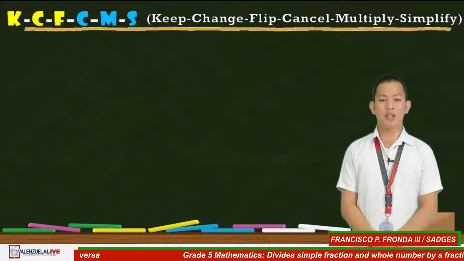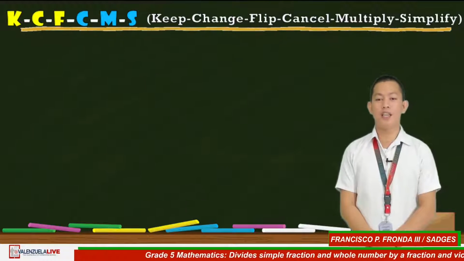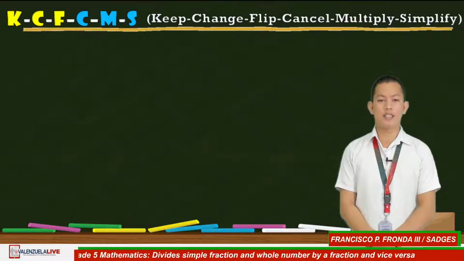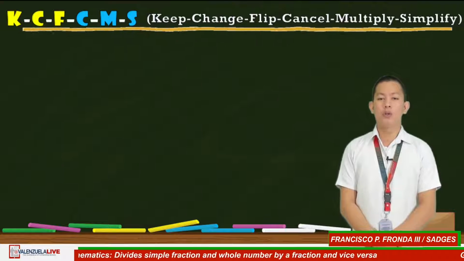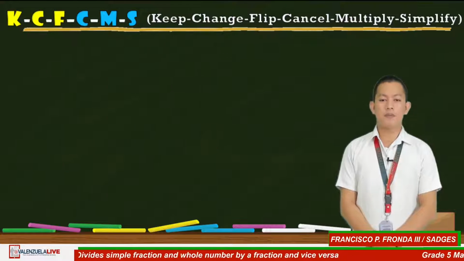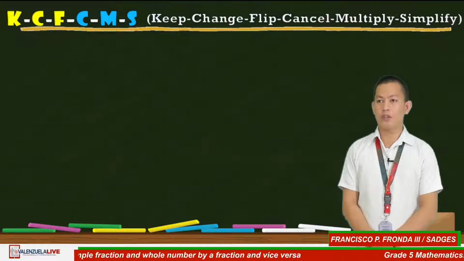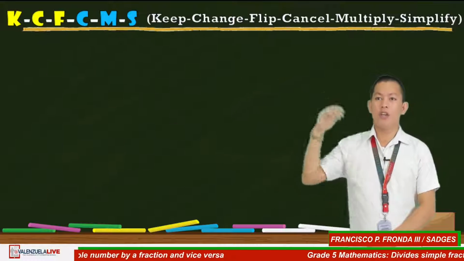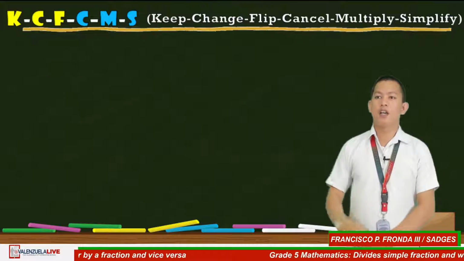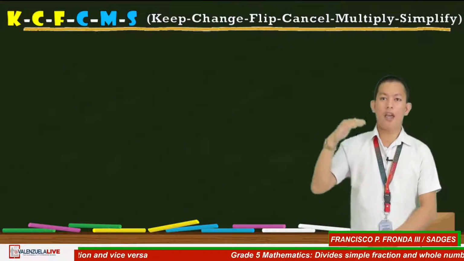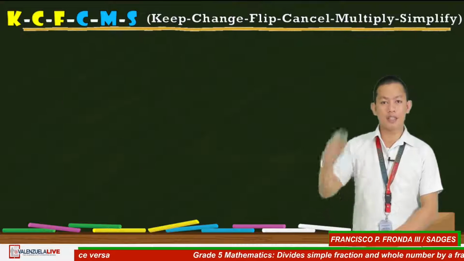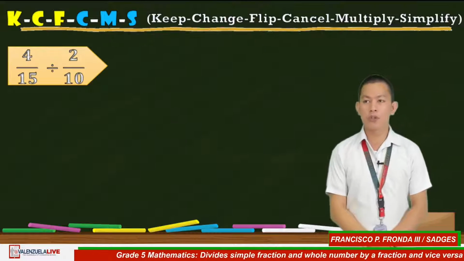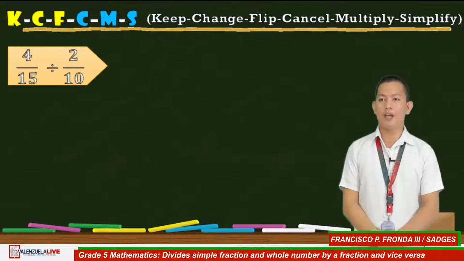Do you understand what would be the process of the KCF-CMS acronym? If no, let's try another problem using the KCF-CMS acronym. K means keep, C means change, F means flip, C means cancel, M means multiply, and S is simply simplify. So let's try this example: 4/15 divided by 2/10.